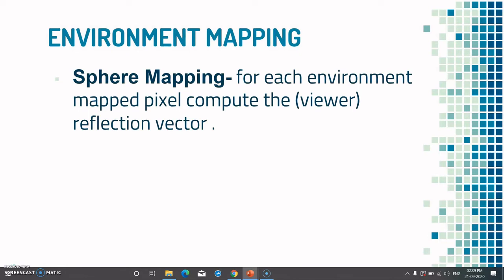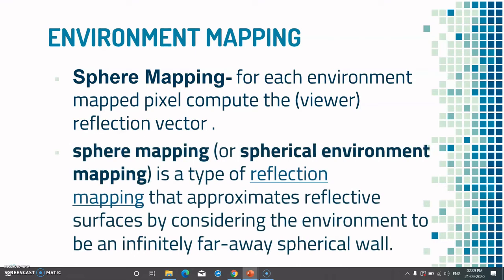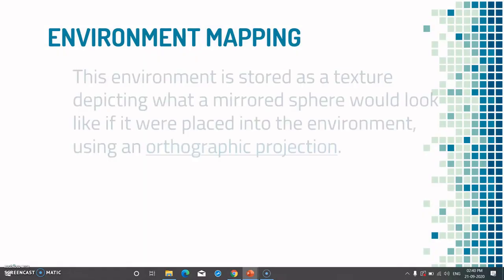In sphere mapping, for each environment mapped pixel, compute the reflection vector. Reflection vector means how the viewer is viewing the environment. Sphere mapping, or spherical environment mapping, is a type of reflection mapping. It is also known as reflection mapping, that approximates reflective surfaces by considering the environment to be an infinitely far away spherical wall. We will be doing it like this.